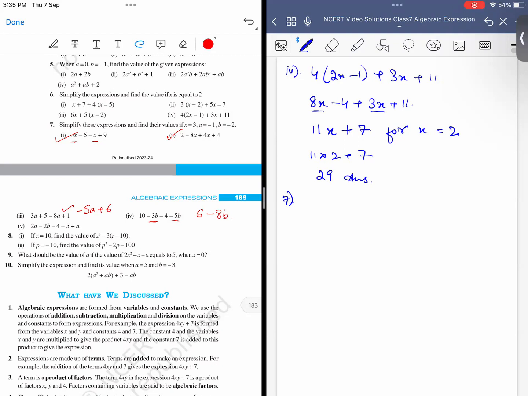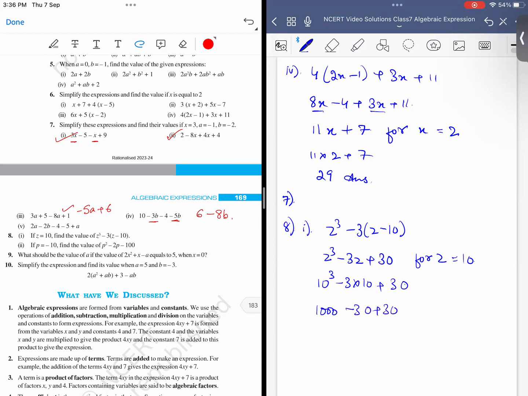Likewise, question number 8, first part. If z is equal to 10, find the value of the expression. First of all, you need to simplify the given expression: z cube minus 3z plus 30. Now find the value of this expression for z equal to 10. Put the value of z, that's 10: 10 cube minus 3 into 10 plus 30. So 10 cube is 1000, minus 30 plus 30. So 1000 is the answer.